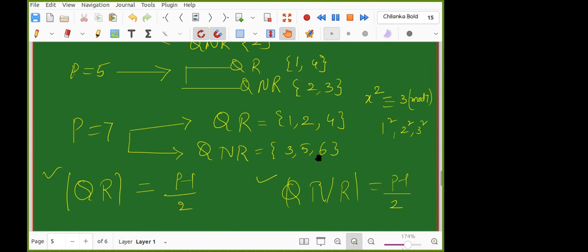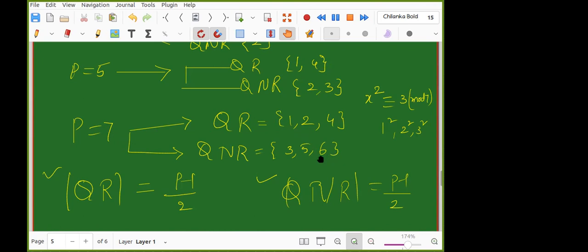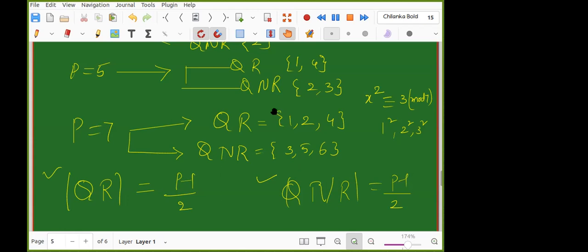Yes, sir. 6 is not a quadratic residue modulo 7. N minus 1, P minus 1 is 6. 6 is not a quadratic residue. No, I misspoke. I meant square roots. So what we put for x. Okay. So that way.